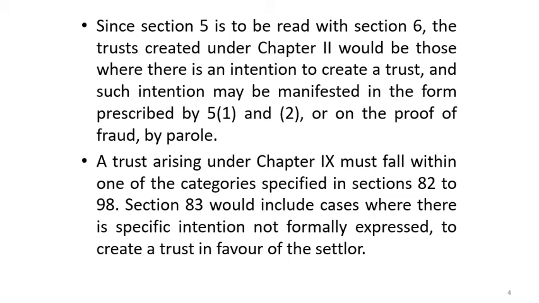Once again, the trust created under Chapter 2, the word "created" may be used where a person with the intention to create the trust creates a trust. But under Chapter 9, it is a different situation. Trust is arising, not creating. There trust is created, here trust is arising under Chapter 2. It must fall into one of the categories specified in sections 82 to 98.